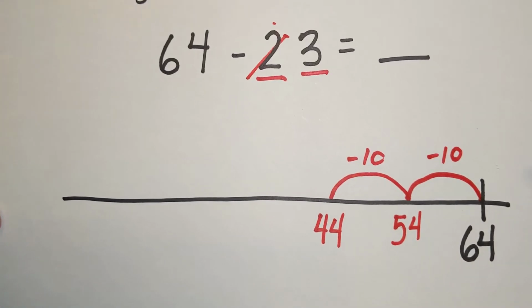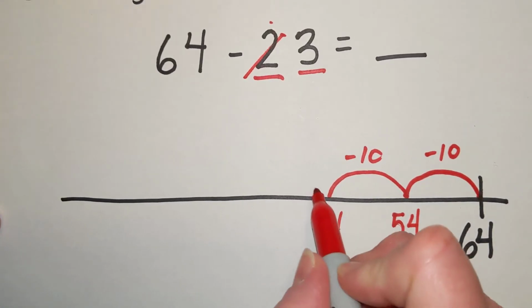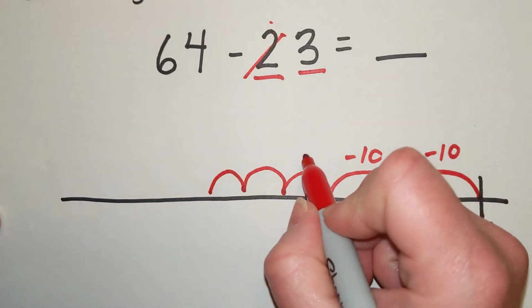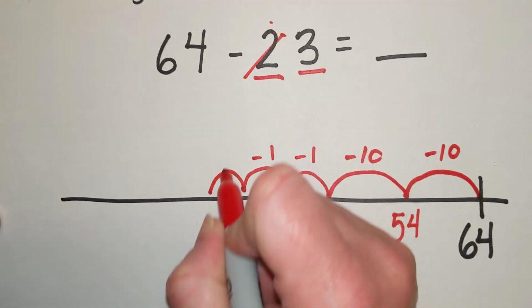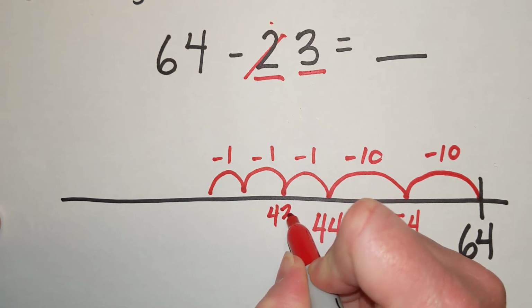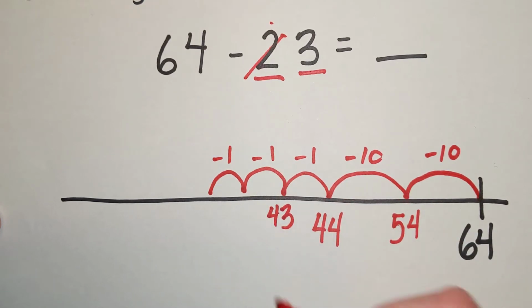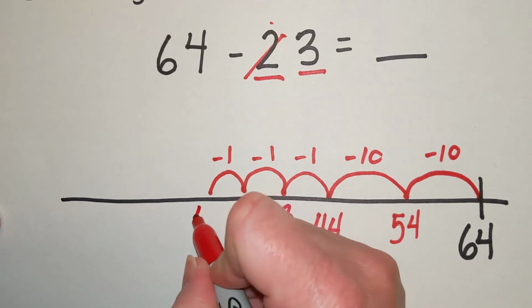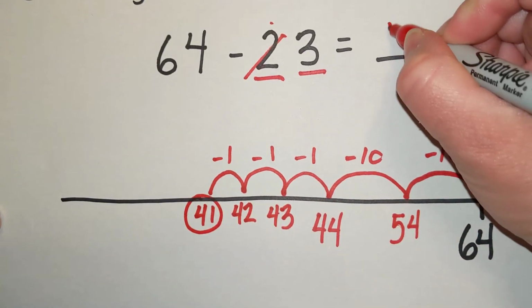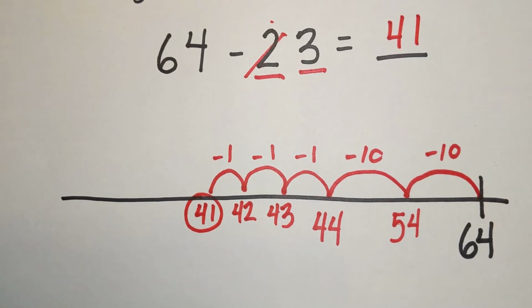So I'm going to look at my three ones. I'm going to take my three jumps. One, two, three. And these are my ones. So it's minus one, minus one, and minus one. Now I'm going to start at my 44 and I'm going to count backwards by one. 44 take away one is 43. 43 take away 1 is 42, and 42 take away 1 is 41. So my answer is 41. So I'm going to write that as my answer, 41.